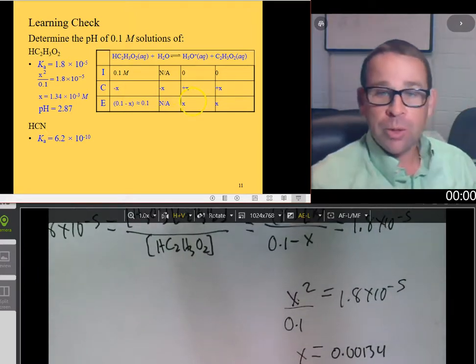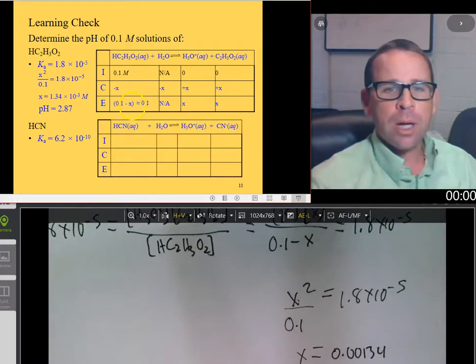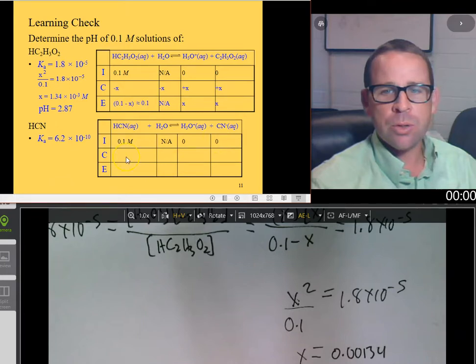All right, hopefully you had a chance to finish it. Very similar ice table, right? 0.1 is our initial concentration, 0 to the right. So we're going to lose some of this, and we're going to gain some of these two.